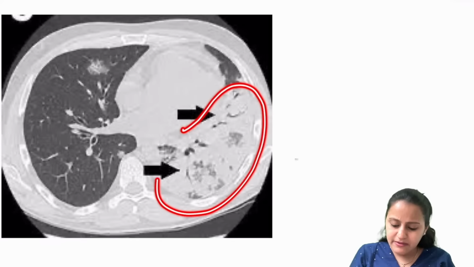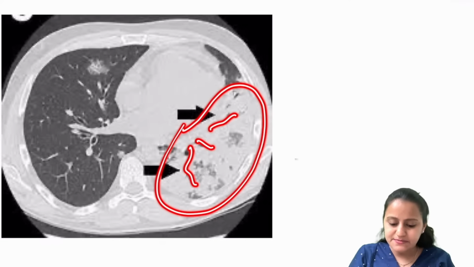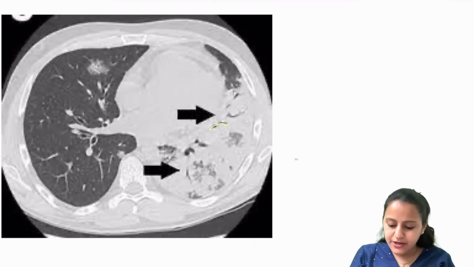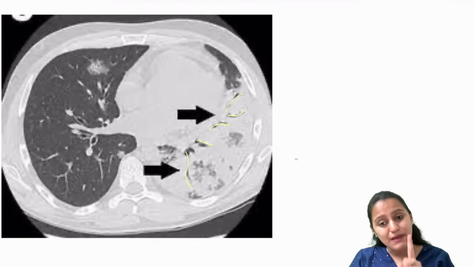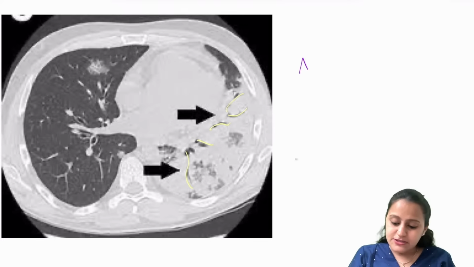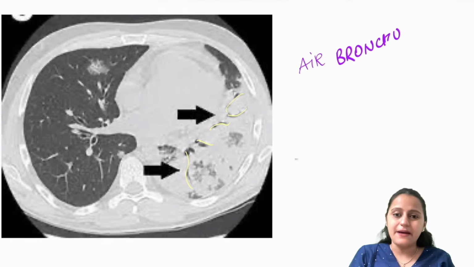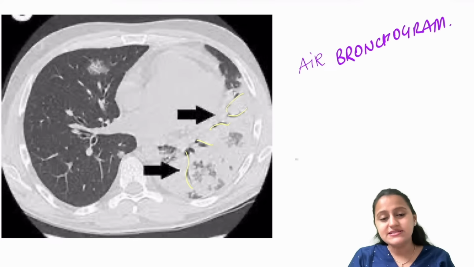The lung has become white and through that you can see this black bronchi. You can see this black bronchi going through the lung. And what are these bronchi containing? Black. So they are containing air. So what is this sign here? This is the air bronchogram sign.